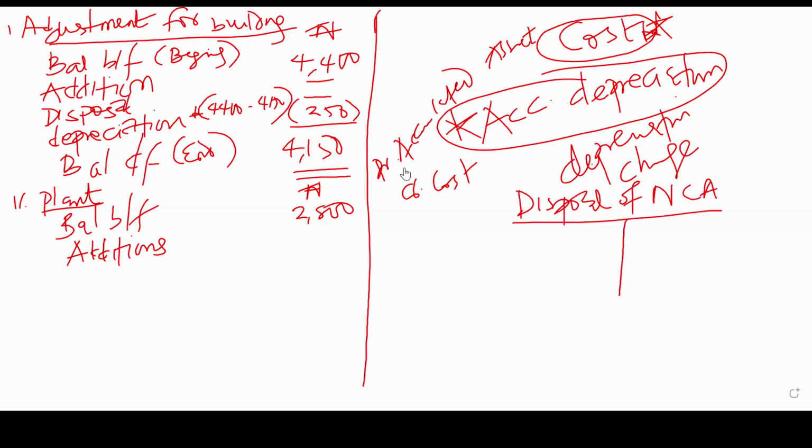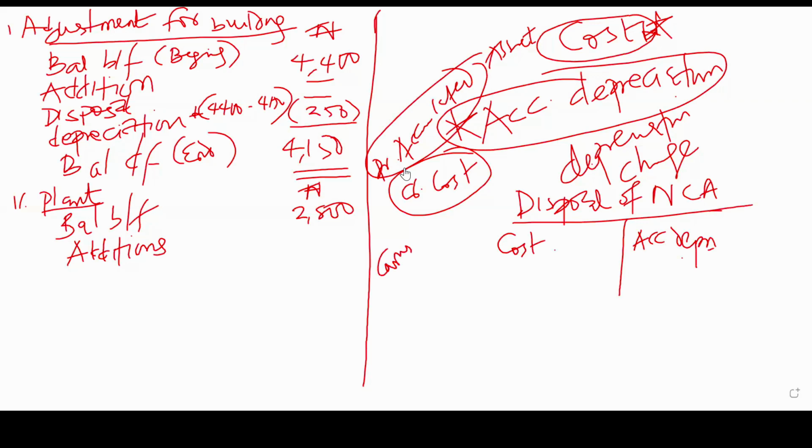All right. When I credit cost, my cost will come here. When I debit accumulated depreciation, it comes here. Now, the implication of this is that the cost of the item minus the accumulated depreciation is going to tell me the carrying amount of the item I am about to dispose.